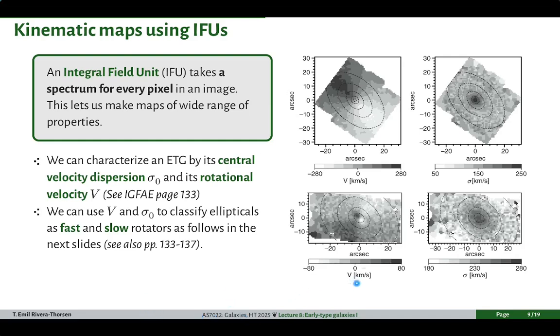So here we have two examples. The one on the upper part has a velocity shift from about minus 280 kilometers per second here to plus 280 kilometers per second here. So quite fast rotation, right? You can also see here that the velocity dispersion in the center comes up close to 250 kilometers per second, but out in the outskirts is much lower, maybe around 100 kilometers per second on average.